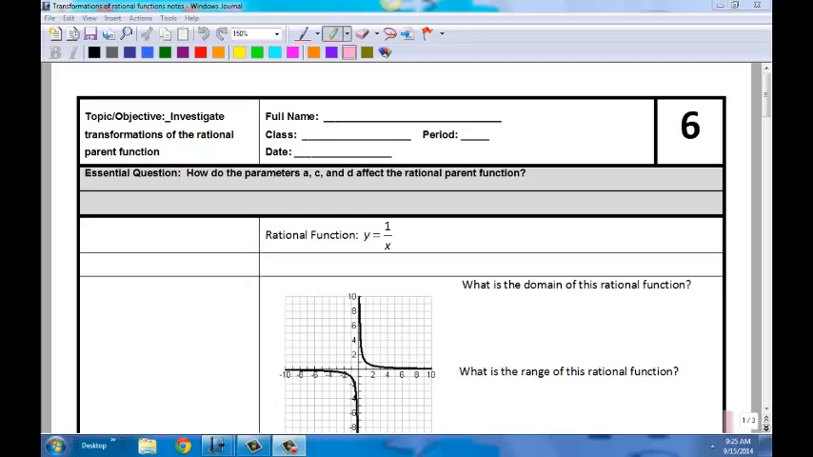Hey everybody, we're going to finish up with our transformations today, talking about our last parent function. Today we're going to look at and see how A, C, and D affect our rational parent function. Remember, right here's our rational parent function.